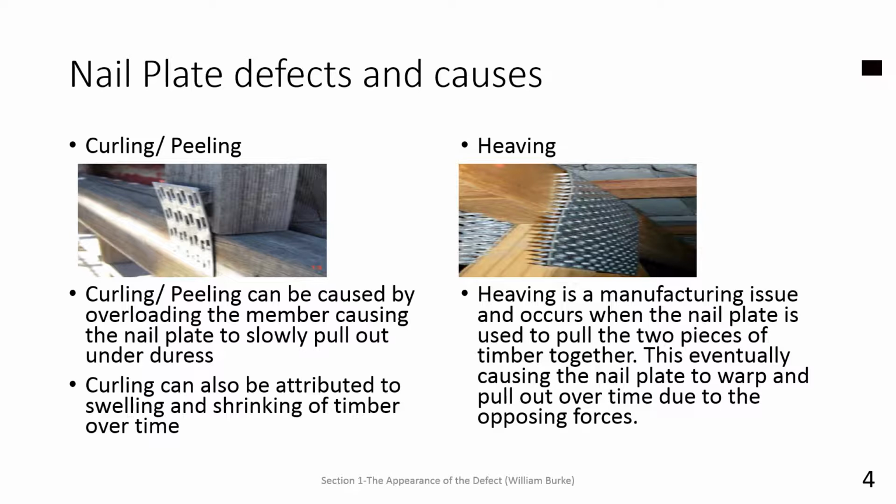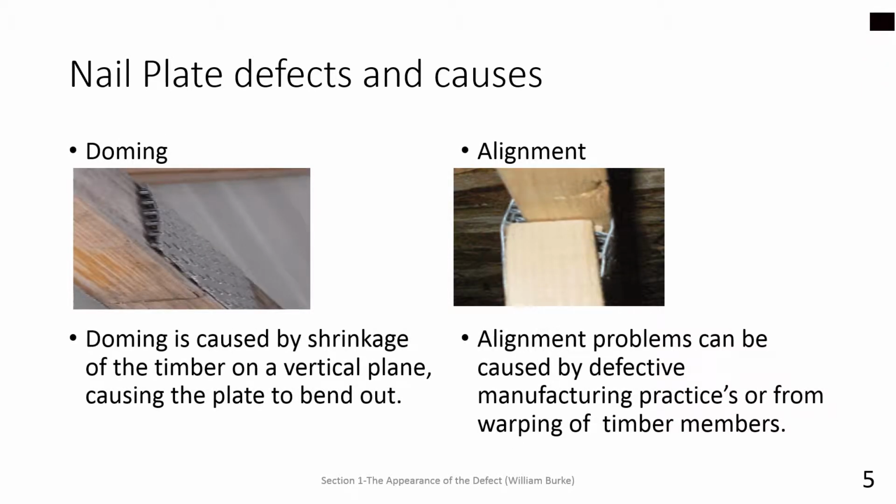Heaving. Heaving is a manufacturing issue and occurs when the nail plate is used to pull the two pieces of timber together. This eventually causes the nail plate to warp and pull out over time due to the opposing forces. Doming. Doming is caused by the shrinkage of the timber on a vertical plane, causing the plate to bend out. Alignment. Alignment problems can be caused by defective manufacturing practices during installation, and also the warping of the timber members.